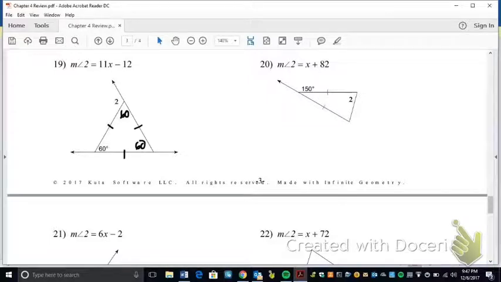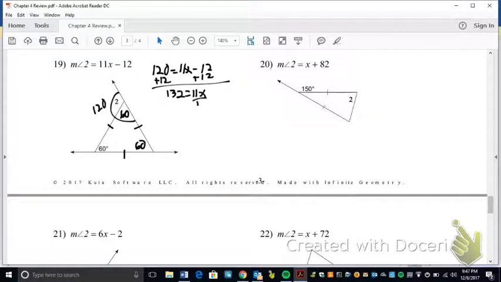Well, it is supplementary with that 60-degree angle, which means it is 120 degrees. We get that by going 180 minus 60. So we go 120 equals 11x minus 12. We're going to add 12 to both sides. That gives us 132 equals 11x. We divide both sides by 11, and we get 12 equals x.